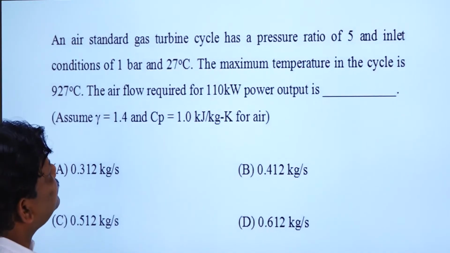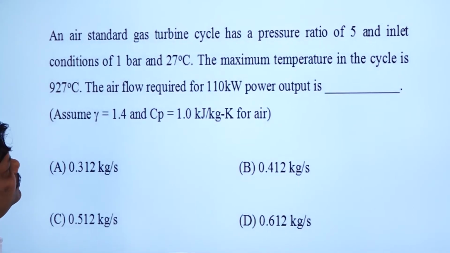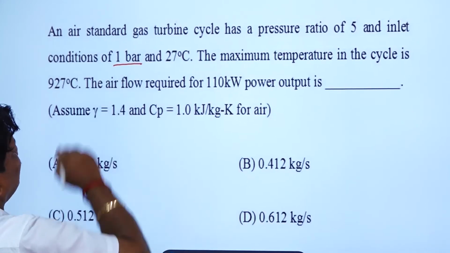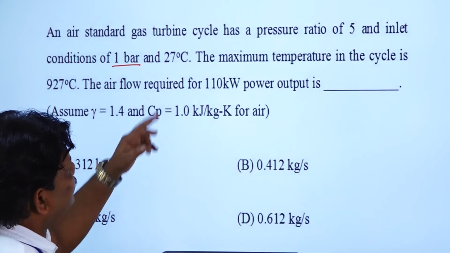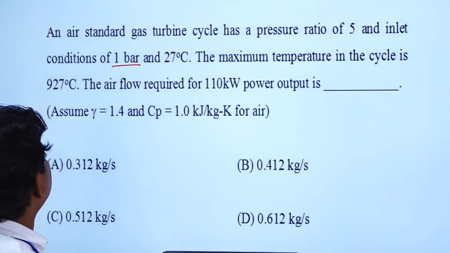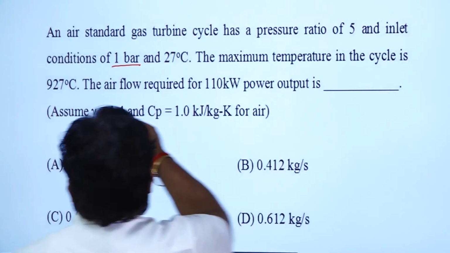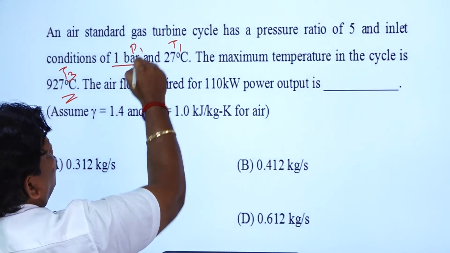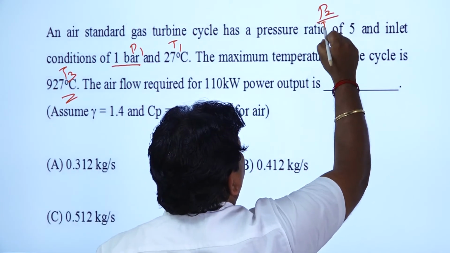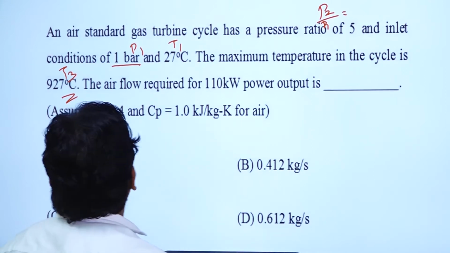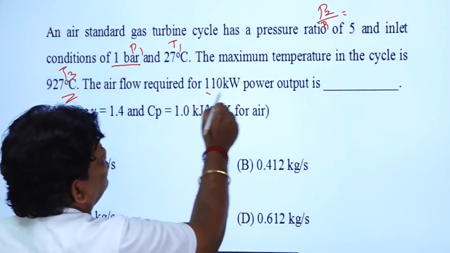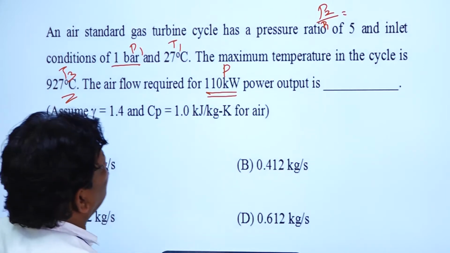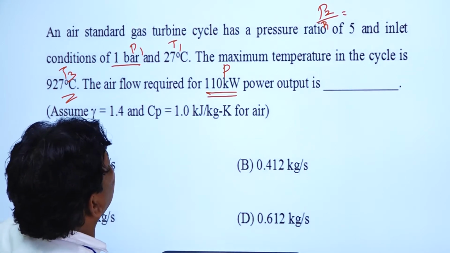So the next one is an air standard gas turbine cycle that has a pressure ratio of 5, that is P2 by P1 is 5, and the inlet conditions P1 and T1 are given to you. The maximum temperature in the cycle is also given, that is T3. So all these data are given to you. The air flow required for 110 kilowatt power output.